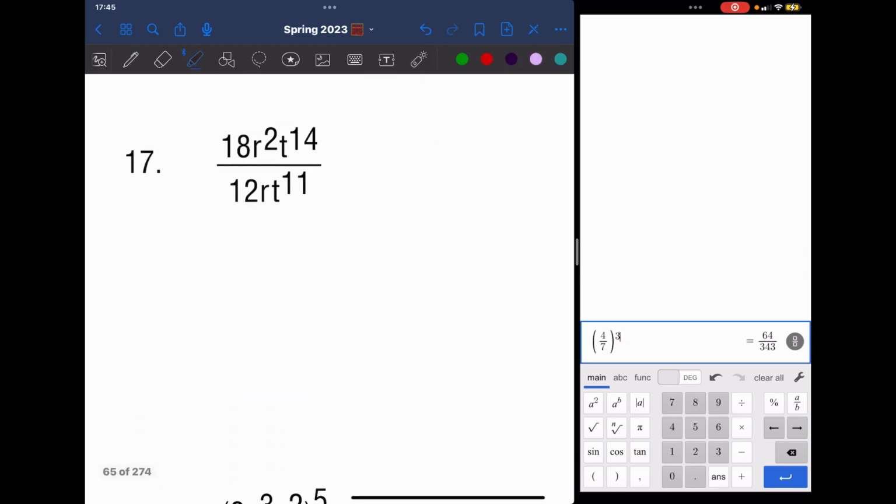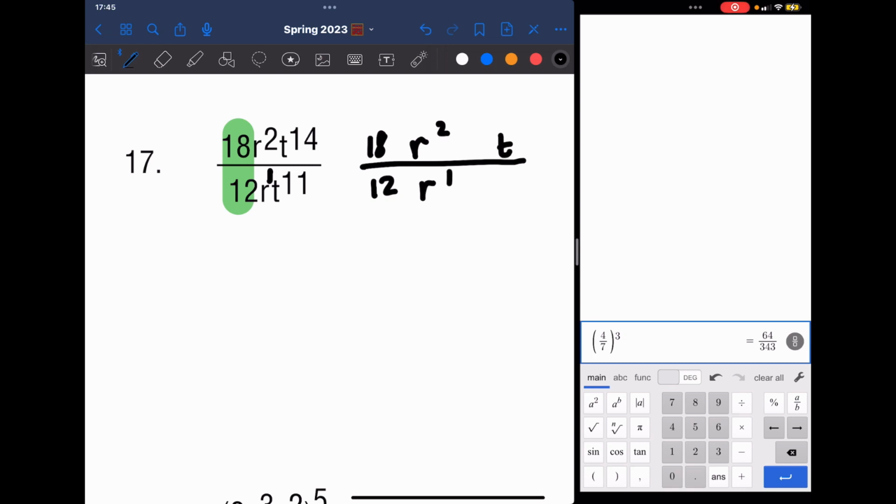We are going to reduce 18/12ths. And it's implied that this r is to the 1st power. So I'm going to expand this. I have 18/12ths, r to the 2nd, r to the 1st, t to the 14th, t to the 11th. And again, we're subtracting the smaller exponents from the larger exponents and simplifying that fraction.